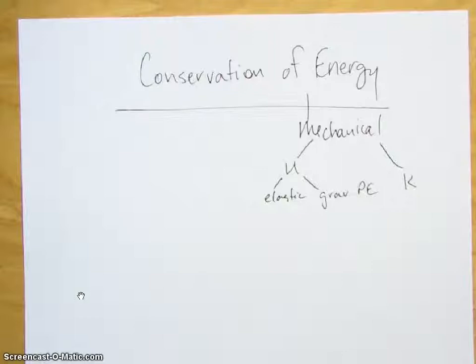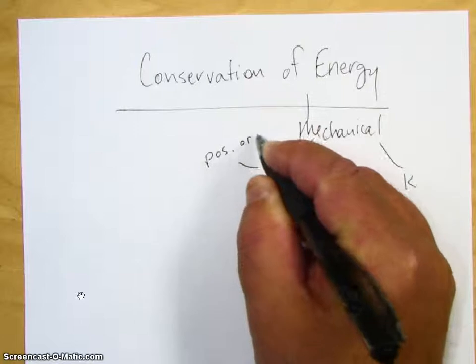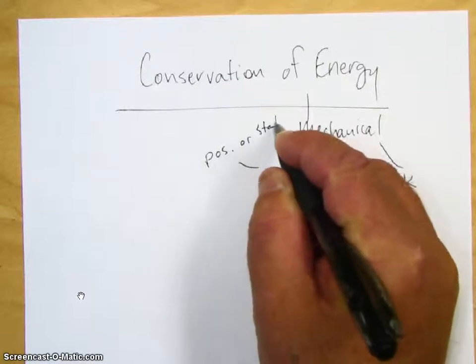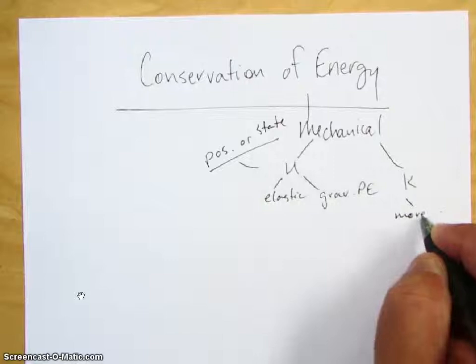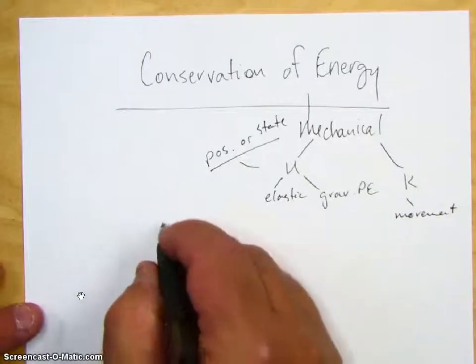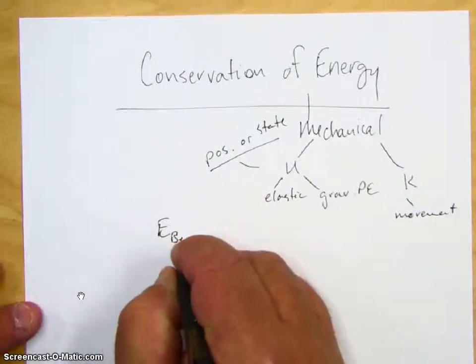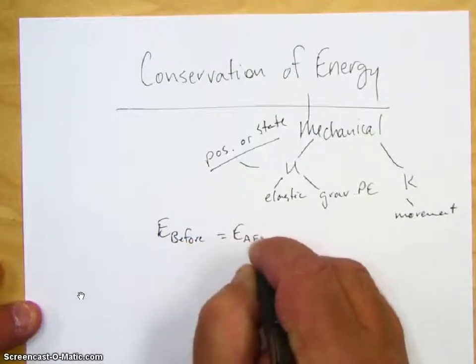What we're talking about now is mechanical energy, which is energy of either position or state. In other words, what state is something in, or what position is something in, or energy of movement. Right now we're going to compare those two. We're going to ignore friction. We'll bring friction in a separate category later. Basically, the energy before something happens is equal to the energy after something happens.